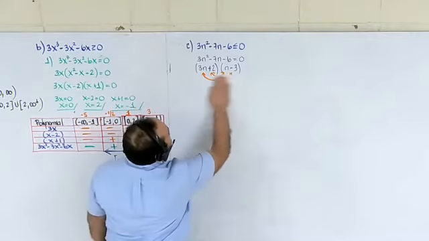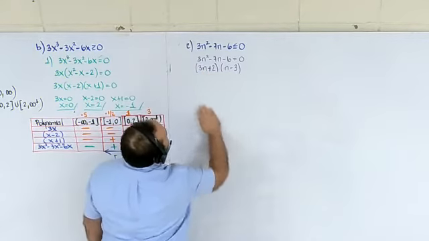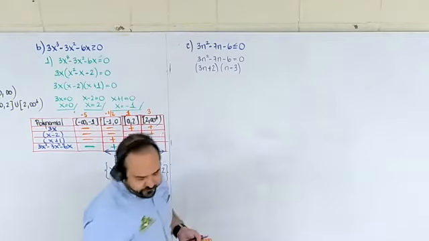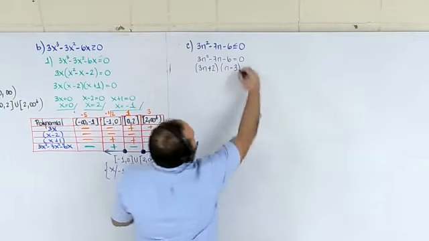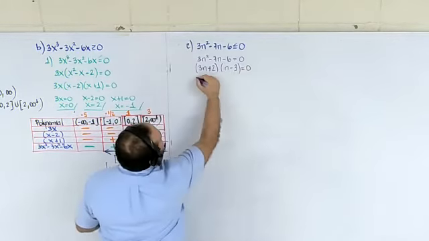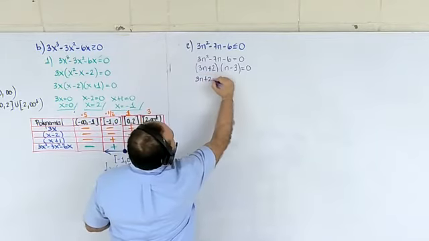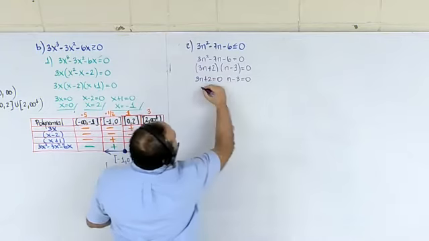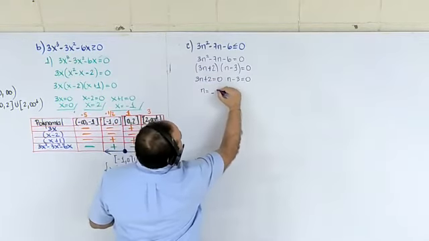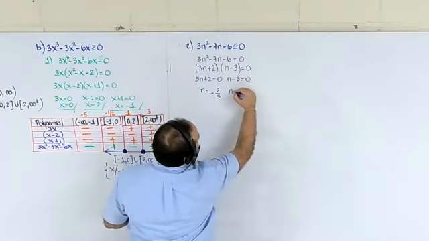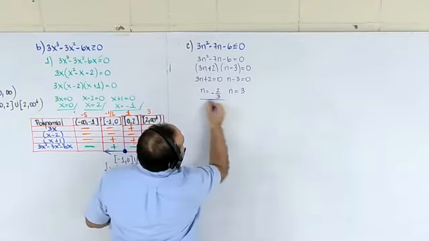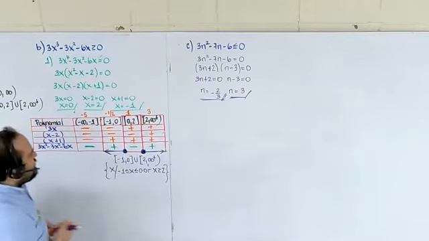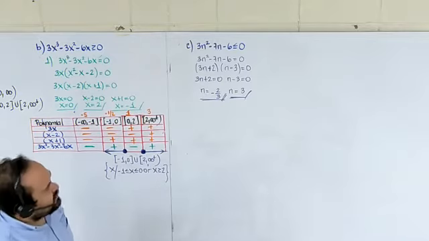If we did the factorization well, there's not going to be any inconvenience to solve for n. For that reason, 3n plus 2 equals 0 and n minus 3 equals 0. We have two solutions. So n equals negative 2/3 and n equals 3. Okay. We have the solution set of this equation.